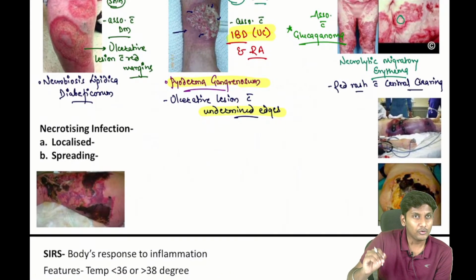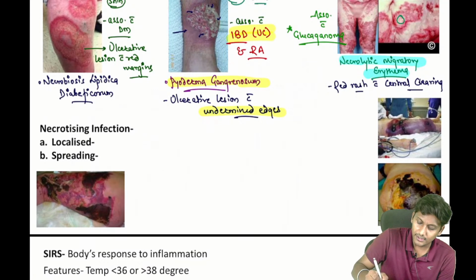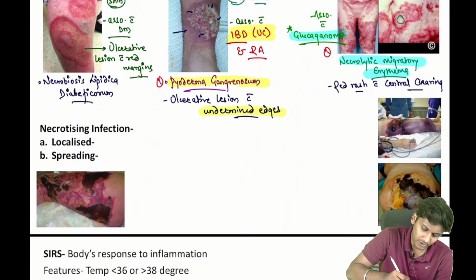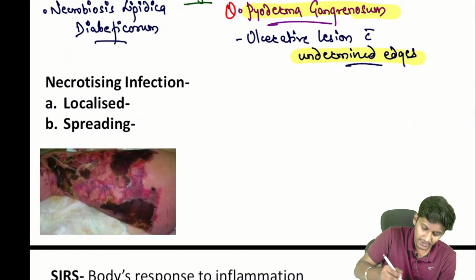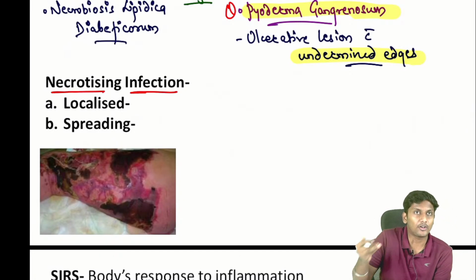Now let's talk about a few infections which are causing necrosis itself. Not only are they infections, but they also cause necrosis. Let's talk about those few infections. This is a repeated question, as I've told you, a repeat question of the exam. Next important, the necrotizing infection, meaning the infections which can further lead to necrosis.